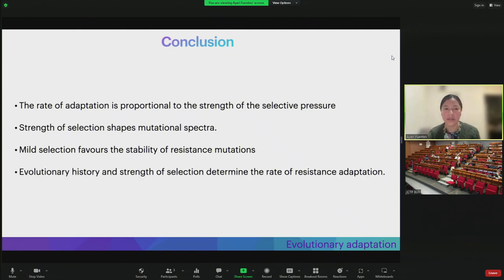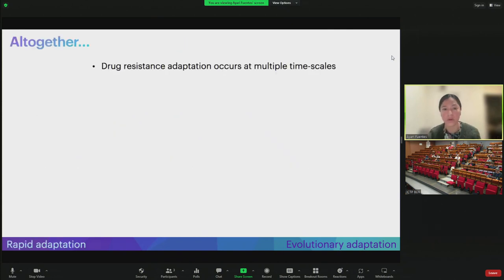And this mild selection favors the stability of these resistant mutations. And evolutionary history and external selection determine the rate of resistant adaptation. And we think this is relevant because a lot of times when we are talking about antibiotic resistance, we are neglecting all these small amounts of antibiotics that are in the environment. And actually, we can see here that they are shaping a lot of the resistant mutations, and these resistant mutations are stable, in contrast with the other ones.